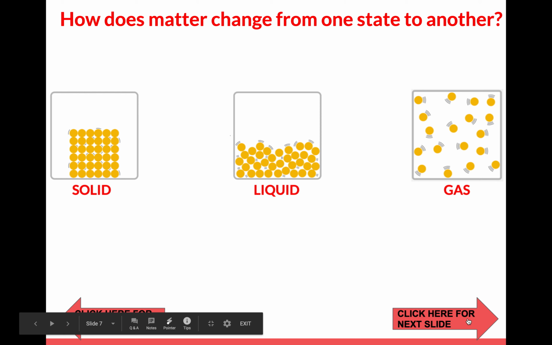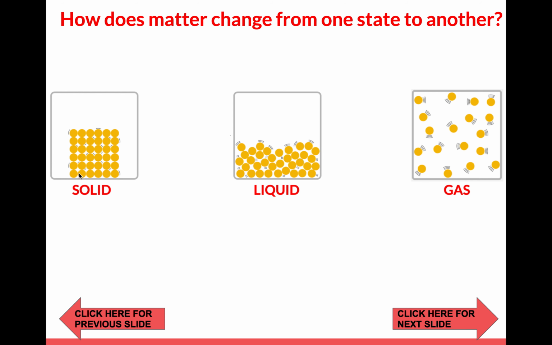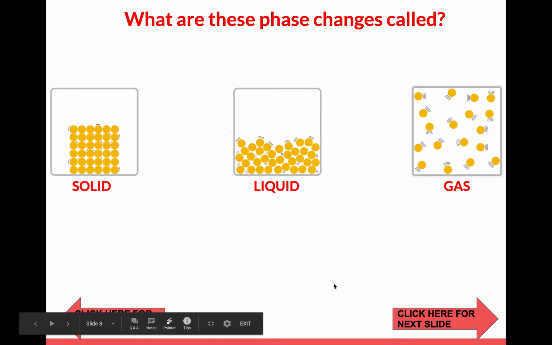How does matter change from one state to another? We learned that there are 3 states of matter: solid, liquid, and gas. And remember, even in a solid state, the particles are still vibrating side to side. So they still have thermal energy, they still have kinetic energy, but just a very little bit of it.